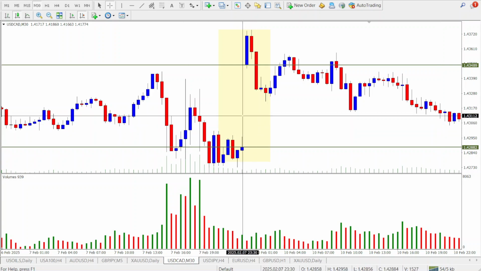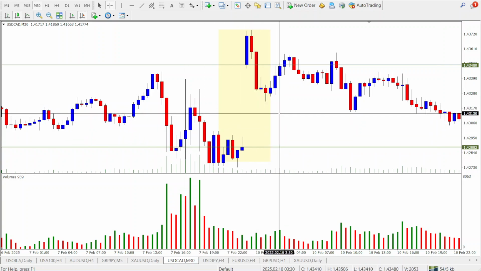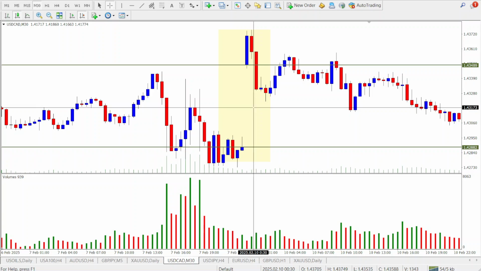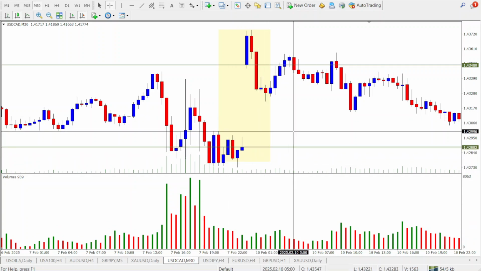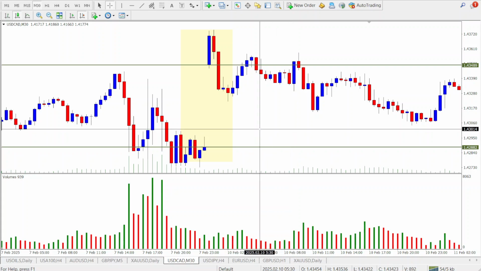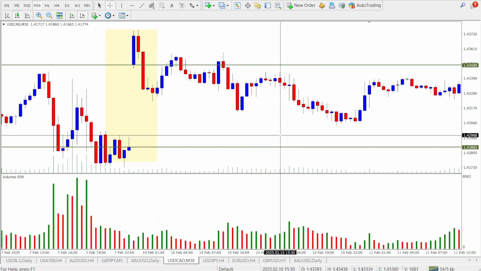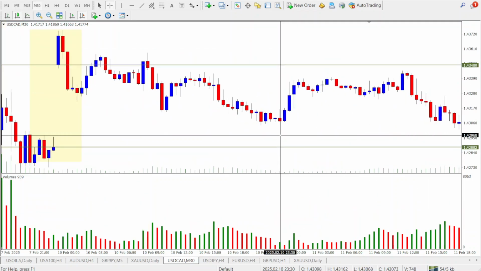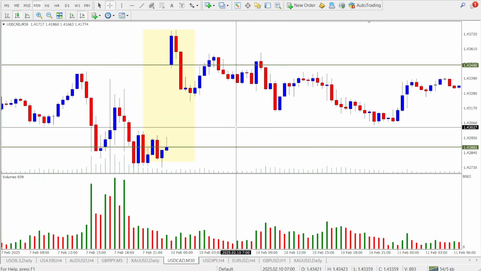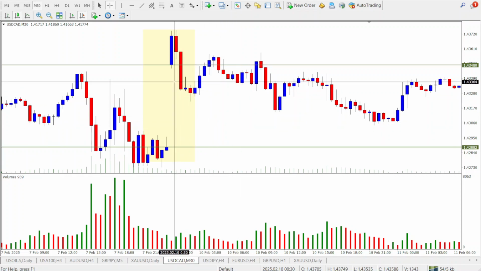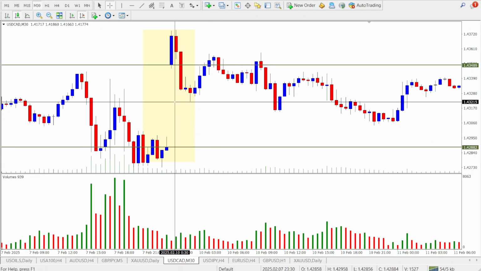Now that you know how to spot liquidity gaps, let's talk about how to trade them. Liquidity gaps can be used in a variety of ways to improve your trading strategy. Here are a few tips on how to trade them effectively. We have the gap fill strategy. That's one of the most common strategies for trading liquidity gaps. This strategy is based on the assumption that the price will eventually return to the gap and fill it.